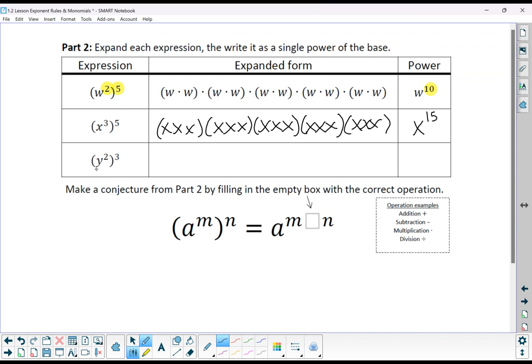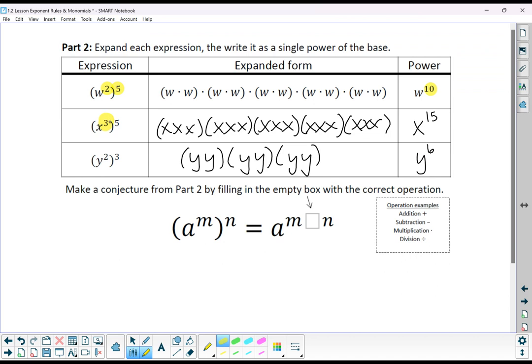And then we have a y squared to the third. So y squared means y times y, and we have a power of 3 on that. So we've got 3 of those y times y's all being multiplied together. And you can see that that is a total of y to the 6th power.